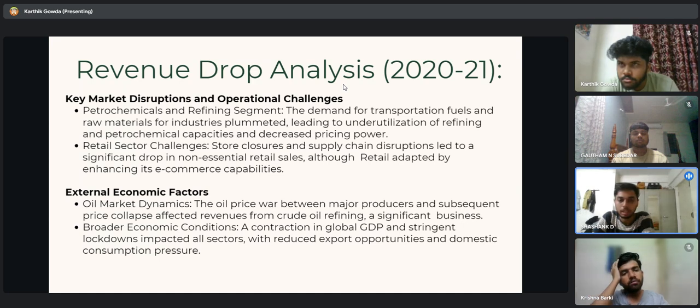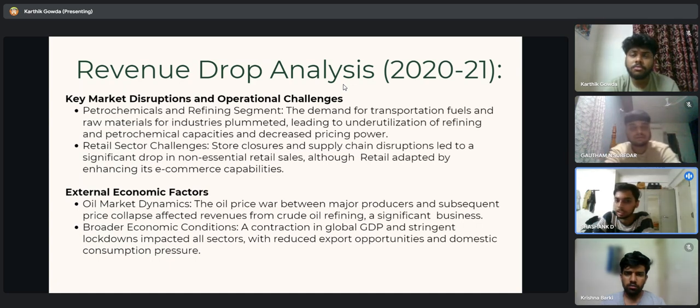Then next comes the external economic factors. The oil market dynamics: the oil price war between the major producers and the subsequent price collapse affected the revenue from crude oil, a significant business. When we are having an intake of crude oil, this affected the price between the intakers and the major producers. So this also affected the business.